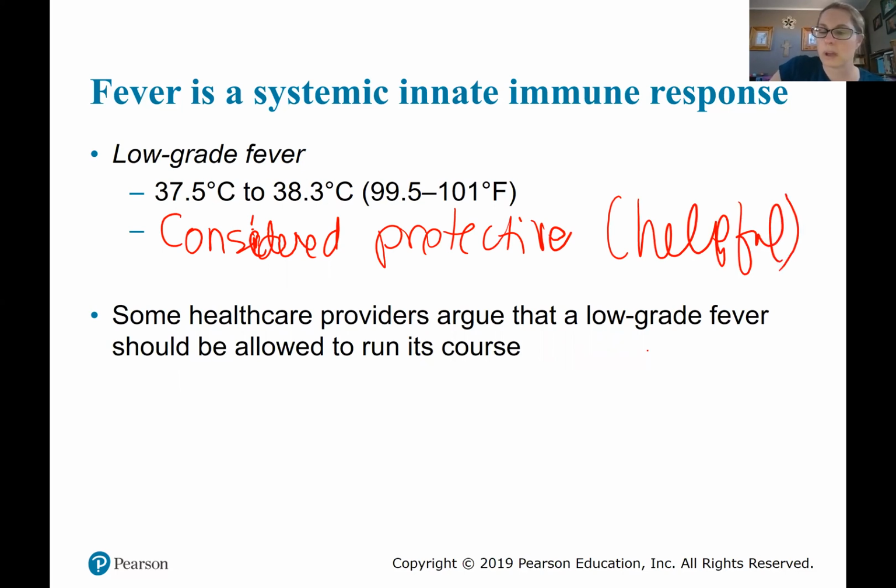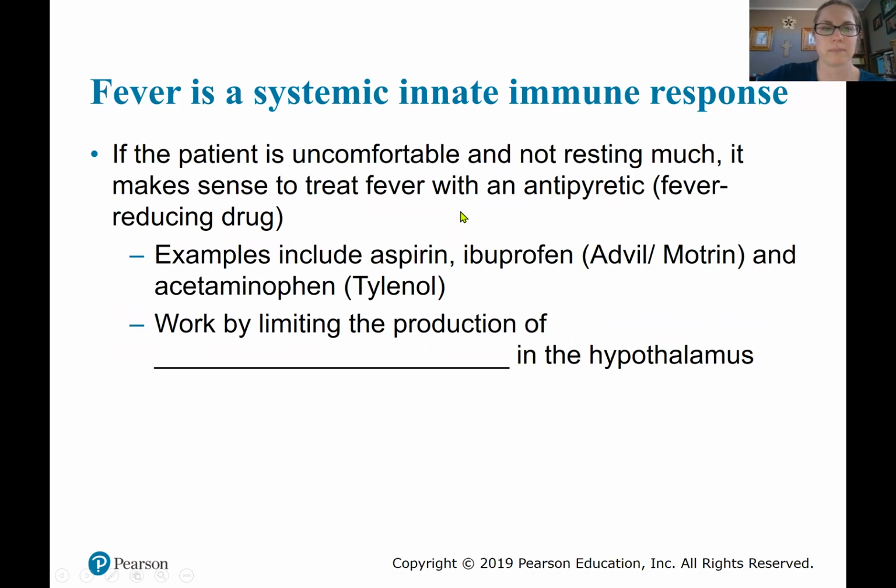Okay, so these doctors would argue that if you have a low-grade fever, up to 101, you should just let it run its course. So if the patient has a fever of 100.0, let the fever persist, because it's actually helping the body get rid of the pathogen in a more natural way. Some doctors don't subscribe to that line of thought, so talk to your doctor about what you should do if you have a low-grade fever. But fever is part of the body's natural defense mechanism.